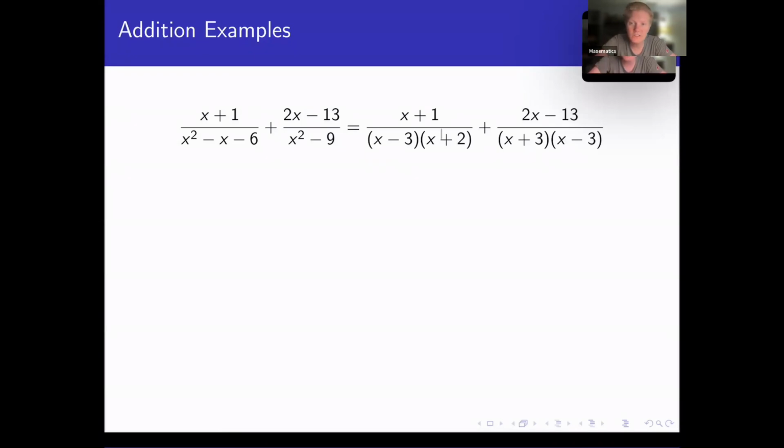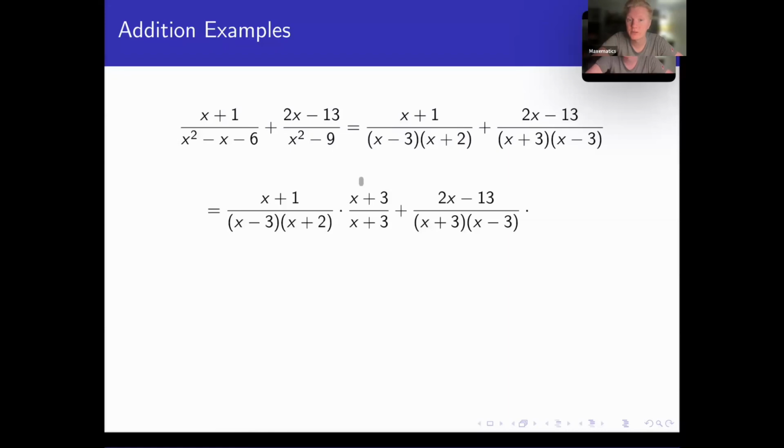Well, now let's take a deeper dive into what the least common denominator would be. Well, they both have an x minus 3, so we don't need to multiply one or both by x minus 3 because they both already have it. However, this denominator has an x plus 3, and this one doesn't. So if we want to get the denominators to be the same, we need to multiply this first one by x plus 3 over x plus 3.